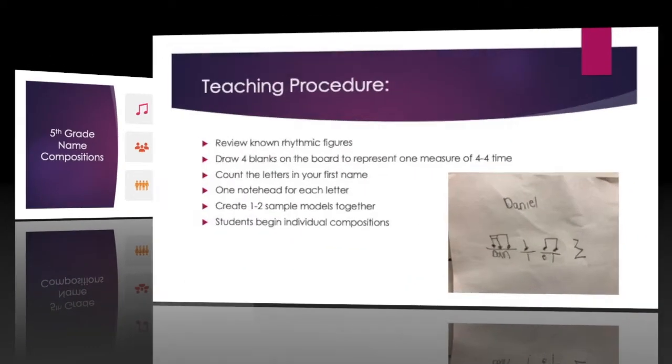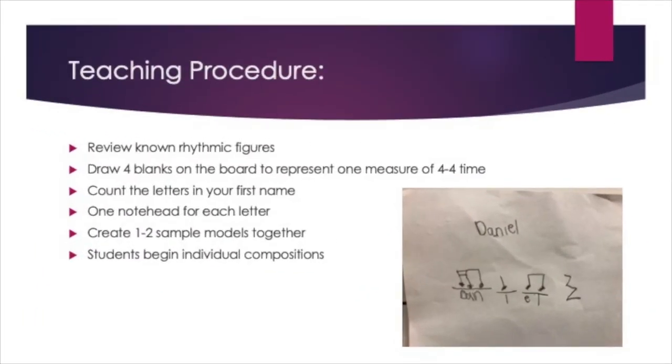We start off with making a list on the board of all the rhythmic figures the students can remember from previous years. Then I draw 4 blanks on the board to represent 4 beats in 4/4 time. And the students get to use one note head for each letter in their first name. So we count up the letters in our names and we explore a few different samples on the board together as a class. Then each student works on composing their own individual ostinato to share.